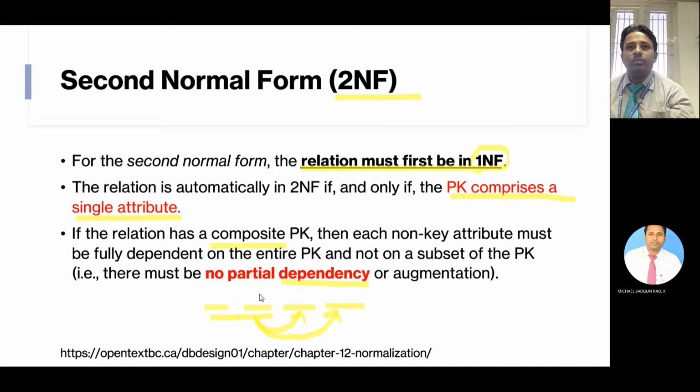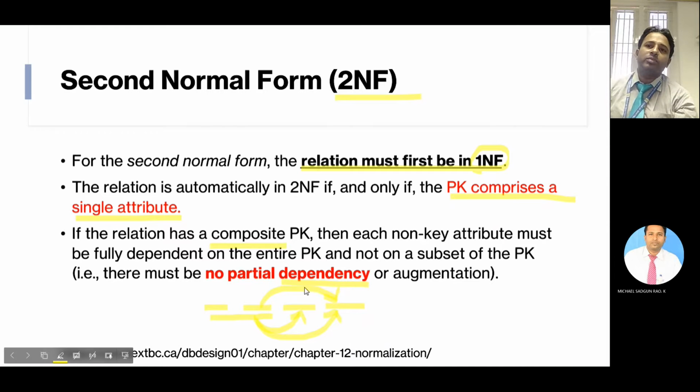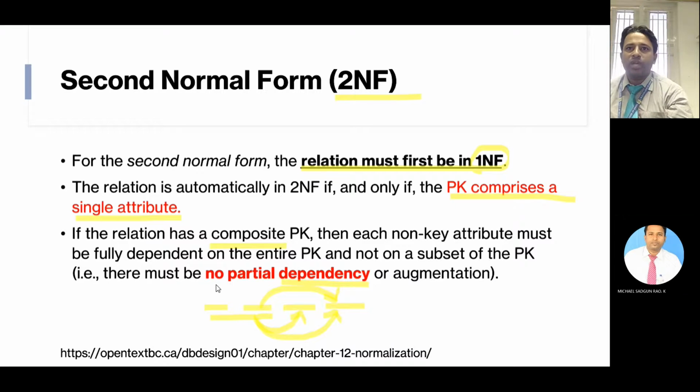Okay, so partial dependency in the sense, for suppose one of the keys may have some dependency with some non-key attribute. That is what is called partial dependency. So you better maintain a single attribute, otherwise both attributes should determine each and every non-key attribute. If one of the attributes is determining the non-key attribute, then it is partial dependency. That should not be there in the second normal form.